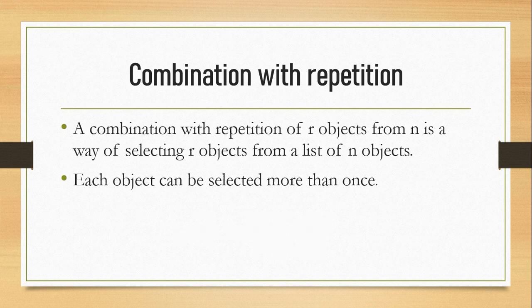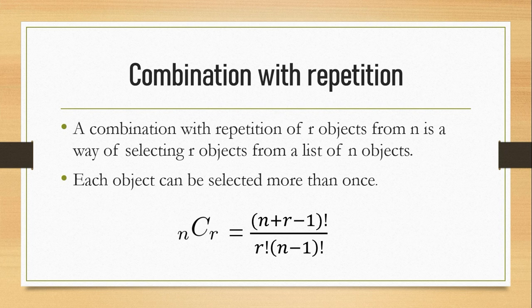So, the formula for solving a combination with repetition is: we have combination of n taken r is equal to n plus r minus 1 factorial all over r factorial multiplied by n minus 1 factorial. So let's apply the formula in our problem. We have the first problem here.